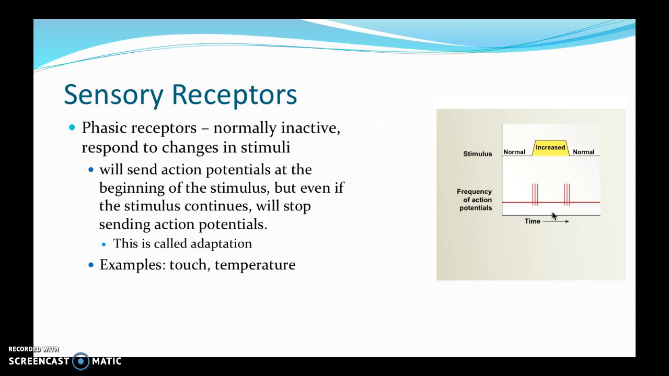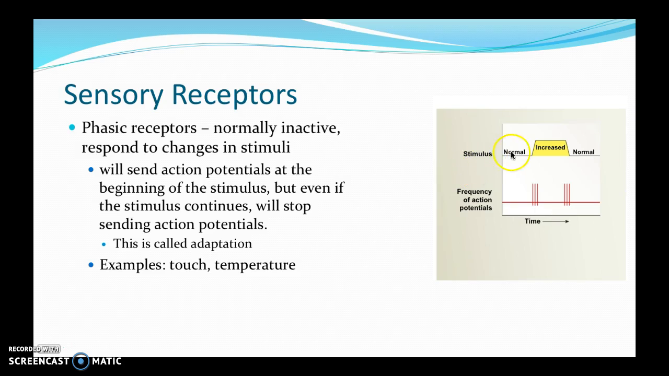That is different from a phasic receptor. Phasic receptors also respond to changes in stimuli, but they are normally inactive. When a stimulus is first applied, they begin to generate action potentials. But the longer the stimulus continues, the receptor will stop generating action potentials. This process is called adaptation. Some examples of this include touch and pressure.